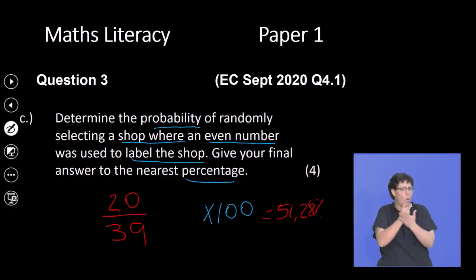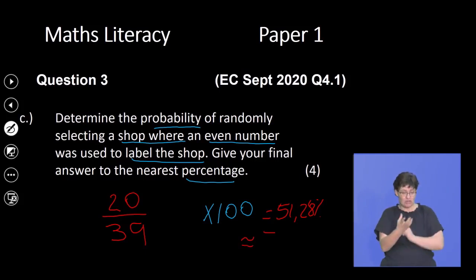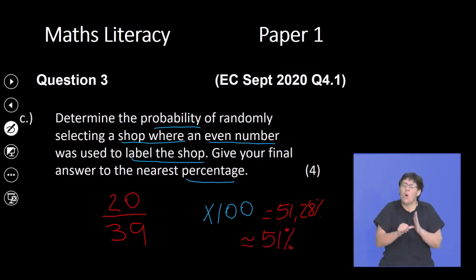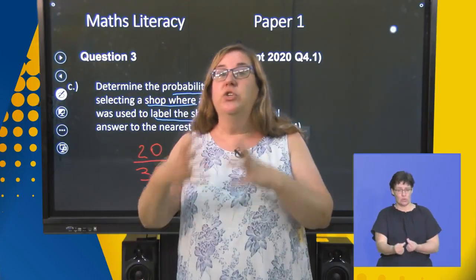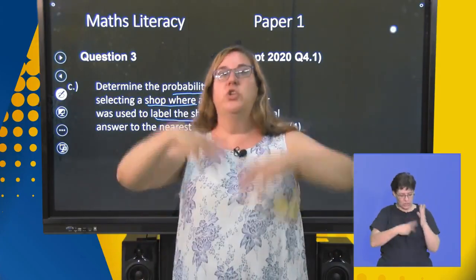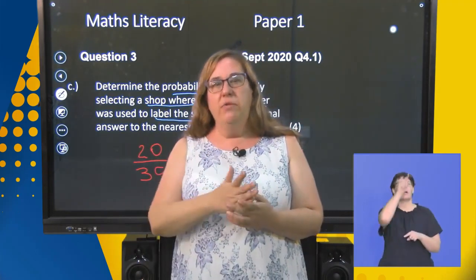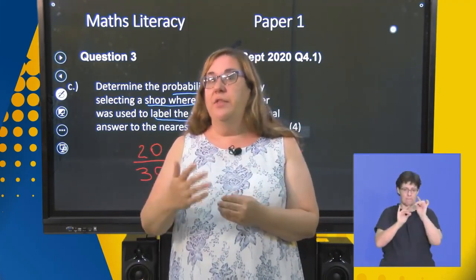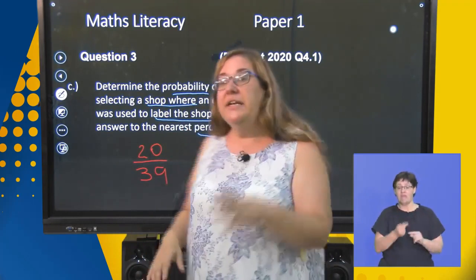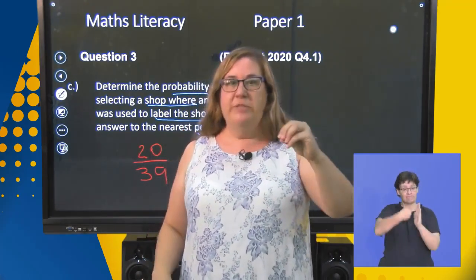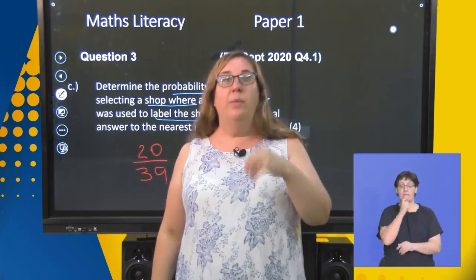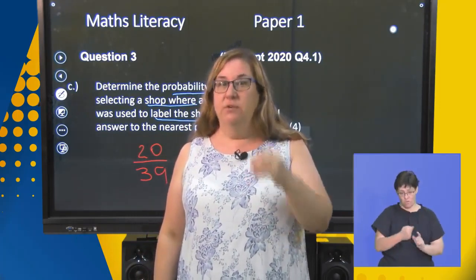So it's always a good idea to actually reread the question, because the question said, give your final answer to the nearest percentage. So I need to change that number to 51%. And it's really important that you do that. That's a good tip to have: read your question, do your calculations, reread the question, because you'll pick up those extra marks. If they've given an instruction to round to the nearest percentage, believe me, there will be a mark allocated for that rounding.